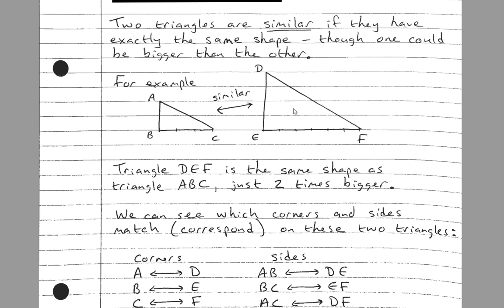I've drawn the second triangle twice as big as the first, so that the height here is 2, the base is 3. Here the height is 4 and the base is 6. This angle here is supposed to be a right angle, 90 degrees, and the same here. So these are two similar triangles. They have the same shape.